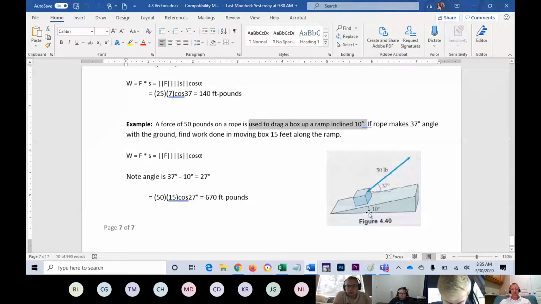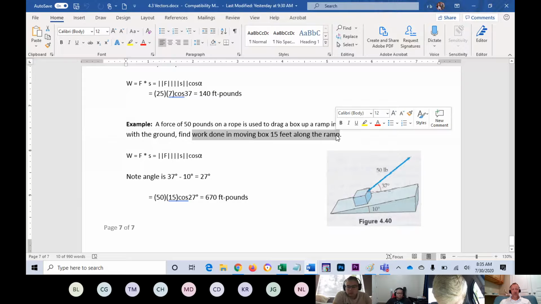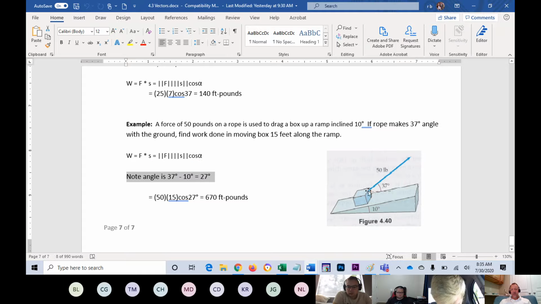Anyway, a force of 50 pounds on a rope is used to drag a box up a ramp that is inclined 10 degrees. If the rope makes a 37-degree angle with the ground, find the work done moving the box 15 feet on the ramp. Remember our angle: if we're pulling this up at 37 degrees, we have to take that 37 minus the 10 degrees. So the difference in your angle is 27 degrees. That 37 degrees is the angle between where the force is being pulled and the actual ground, not the ground of the ramp.